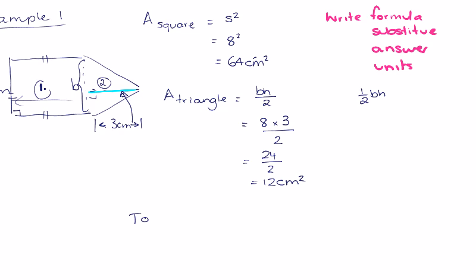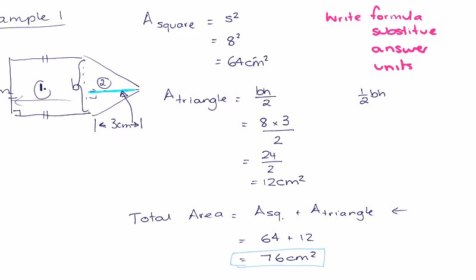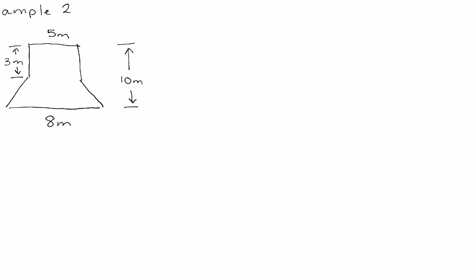So then to find the total area, we simply do the area of the square plus the area of the triangle. And it's really important that you explain what you're finding with this step. So I've got 64 plus 12 gives me 76 centimetres squared. And that is my answer. If you've got a practical question, make sure it makes sense.